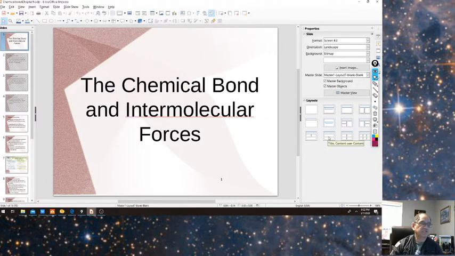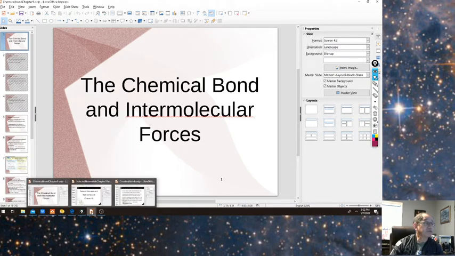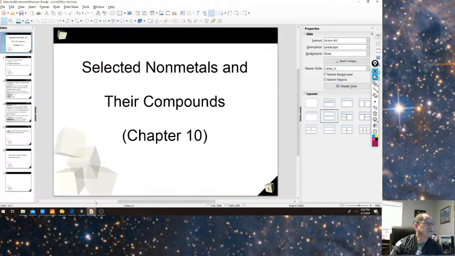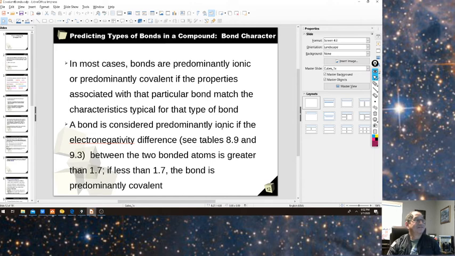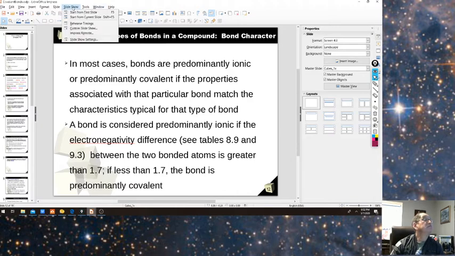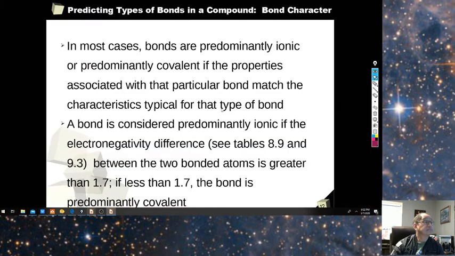This is the one I had in pieces. This is the part on ionic bonds. Then I have one that covers the other types of bonds, the covalent and then the metallic bonds. Okay, so let's look at this one. Let's see, slide show.